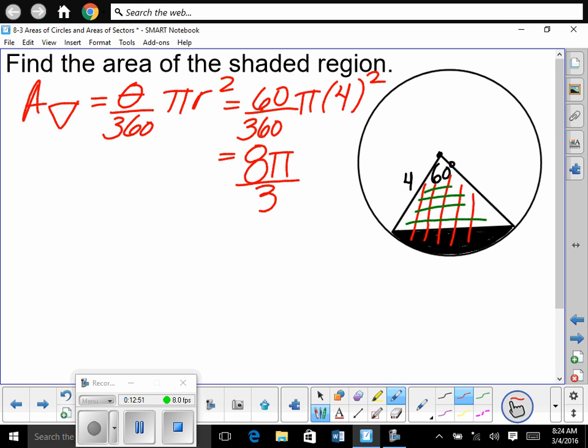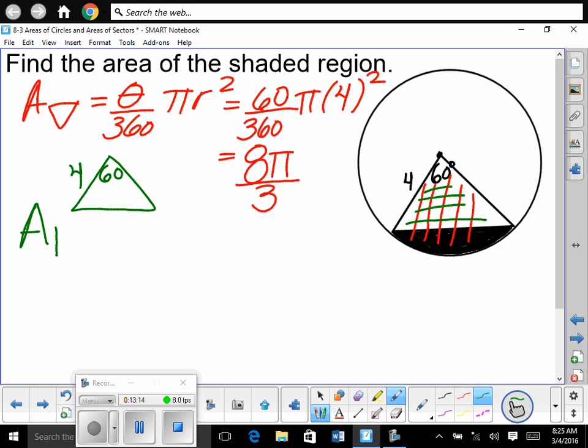So we have 8 pi thirds, so that's just the area of the sector. Now, we want the area of our triangle. Right now, as it's drawn, we have this, okay? So we have a triangle with a 60 degree and a 4 right here. Do we have a right triangle? No. Interesting. So we've got to actually think this one through a little bit.